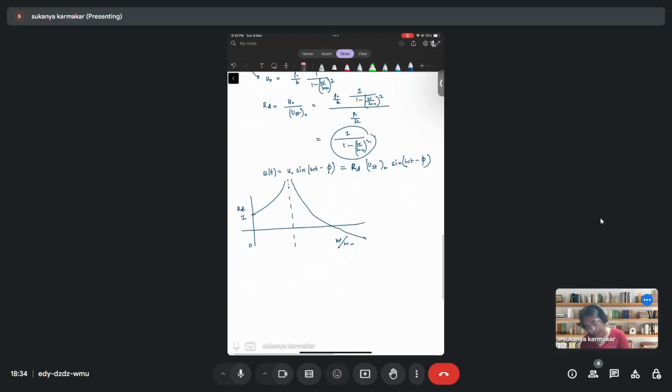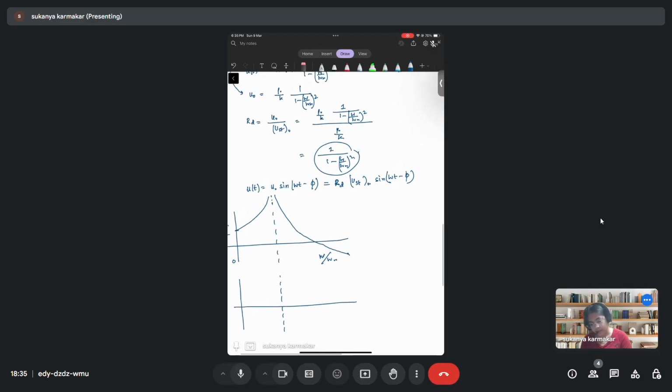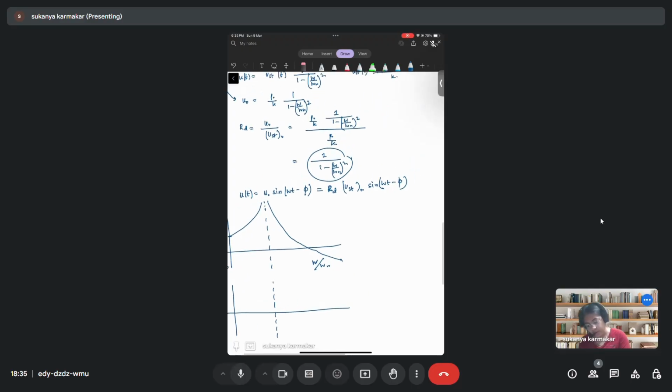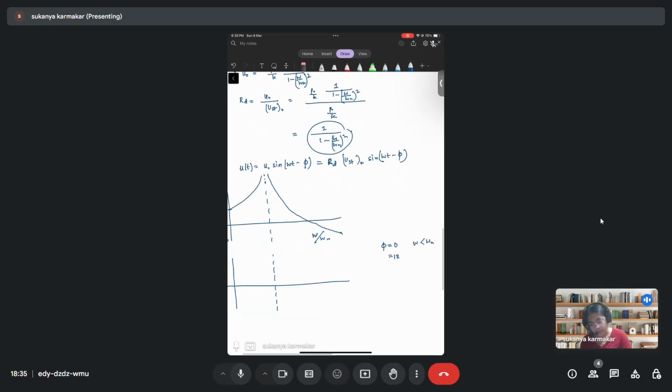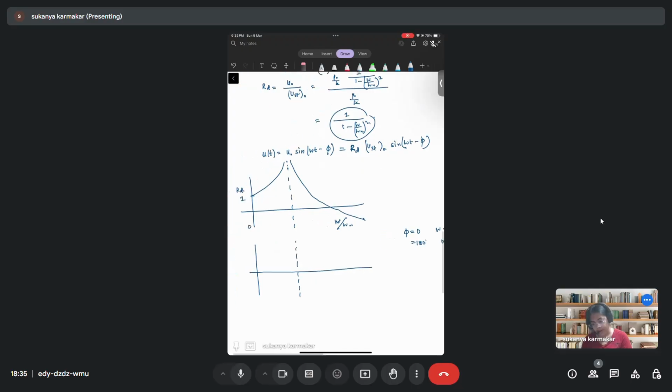And for the phase angle, phi is equal to 0 when omega is less than omega n, and it is equal to 180 degrees when omega is greater than omega n, right? And then I can plot it here as well.